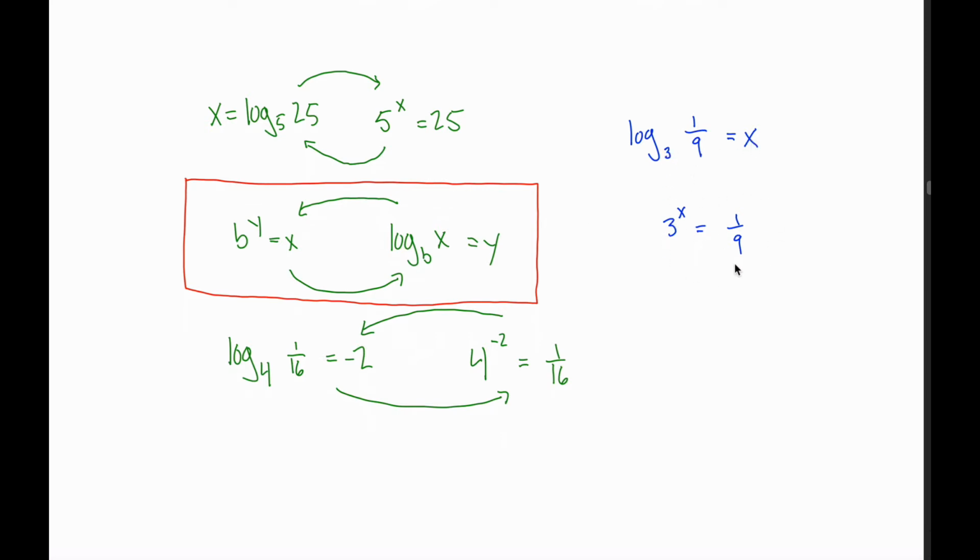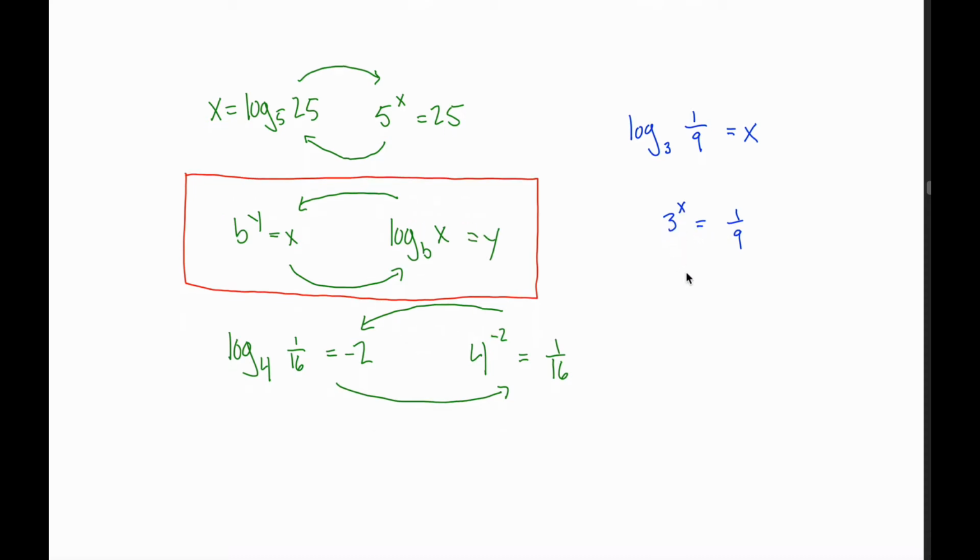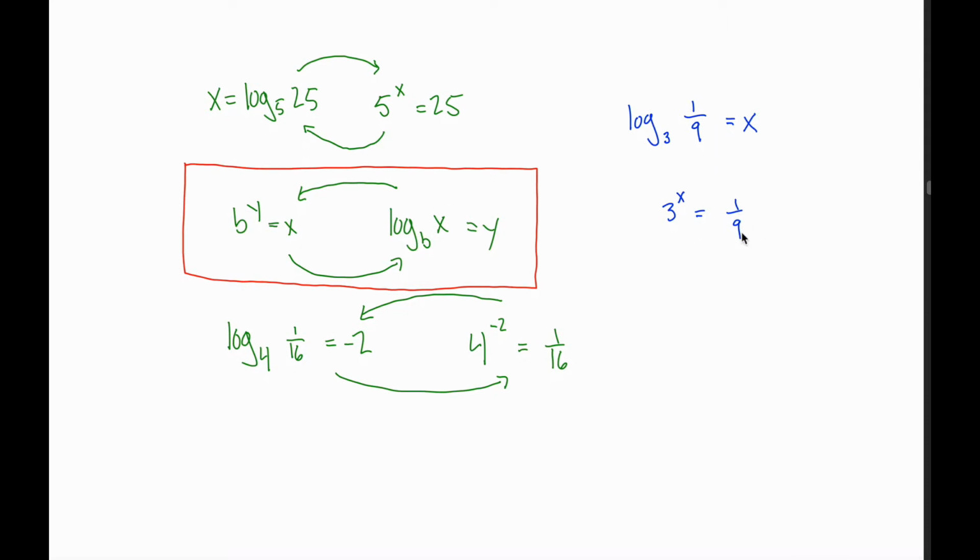And then I stare at this, and even though the x isn't isolated, maybe I know enough about exponents that I can solve this. I can think, all right, 3 to what power equals 1/9? Well, 3 to the second power equals 9. But I don't want 9, I want 1/9. I want the reciprocal of 9. So 3 to the negative second power would be equal to 1/9. In other words, the log base 3 of 1/9 is equal to -2.